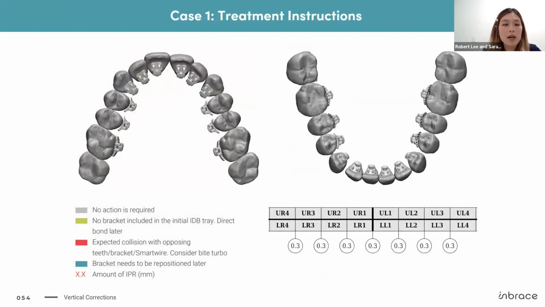So anytime we're ready for a fitting for a case, we always want to start out with the treatment instructions. In this case, pretty straightforward. Don't see a lot of colors, meaning there are no teeth that need to be direct bonded later. There are no brackets that need to be repositioned. Not really an expected collision with brackets. So everything starts out in its ideal planned bracket position.